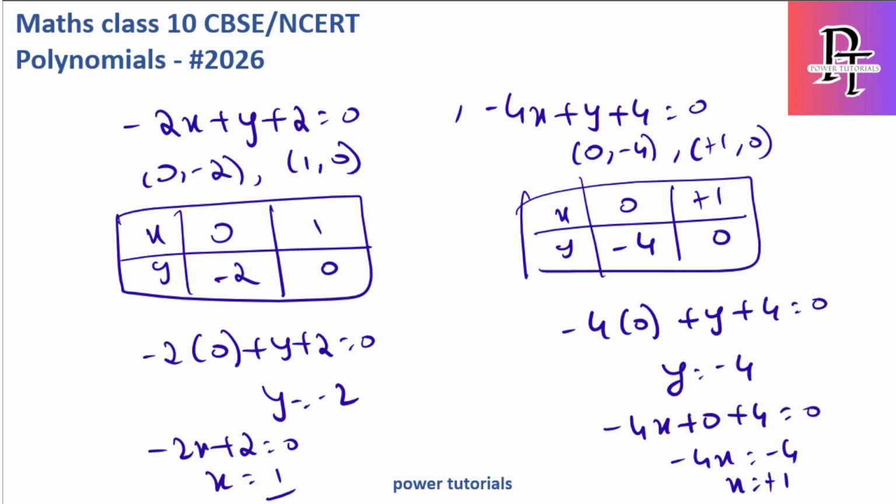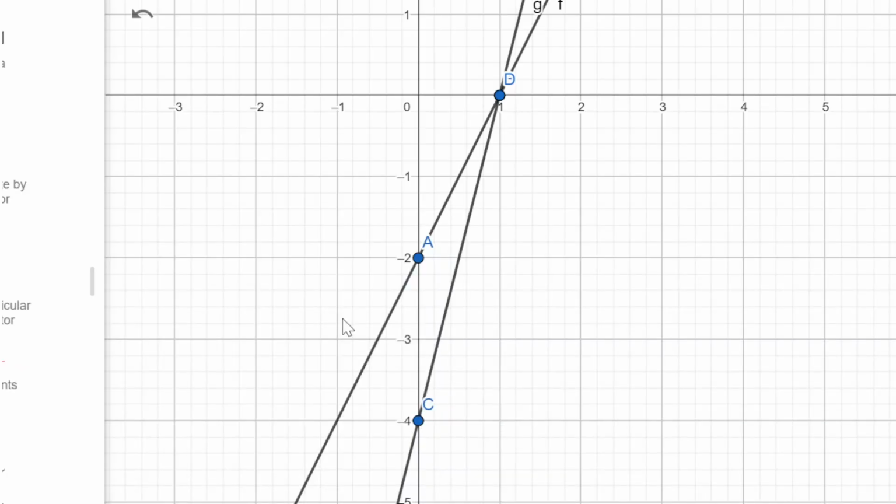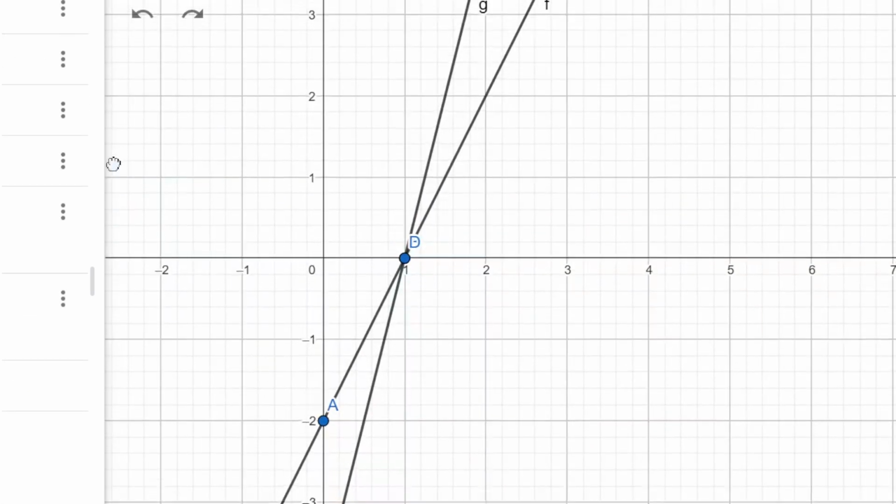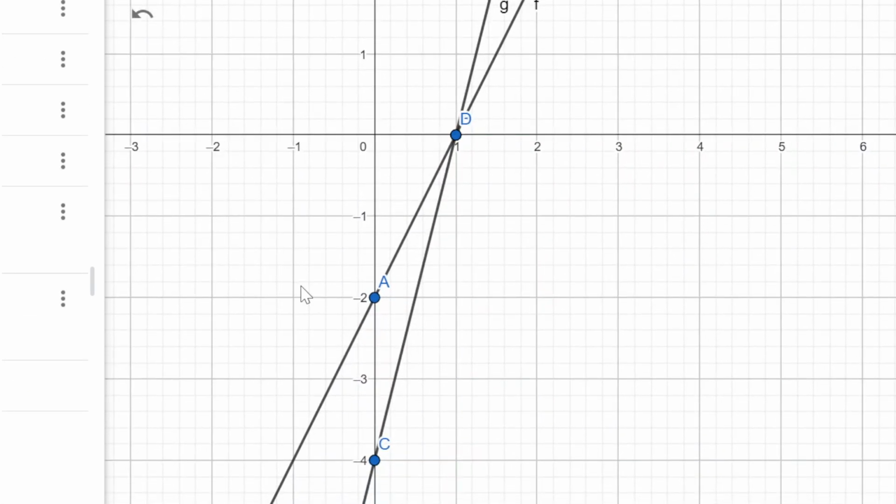Sorry, I haven't moved to the graph sheet. Okay, now hope everyone is able to see the graph sheet now. I just corrected my previous points. It should be something like this: 0 comma minus 2, 0 comma minus 4, this is 1 comma 0. So I have the points marked A, B and C, D. Then I got the point of intersection as 1 point, which is 1 comma 0.